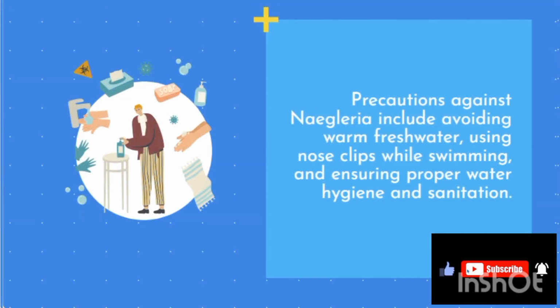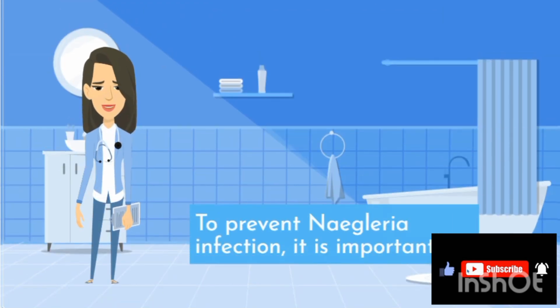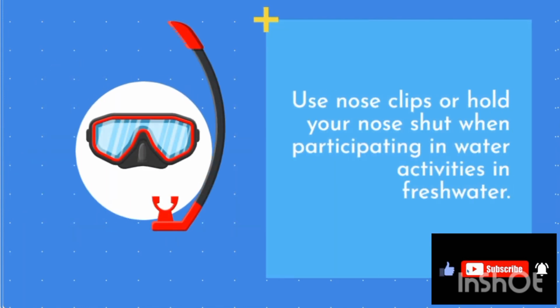Precautions against Naegleria include avoiding warm freshwater, using nose clips while swimming, and ensuring proper water hygiene and sanitation. To prevent Naegleria infection, it is important to avoid swimming in warm freshwater bodies such as lakes, hot springs, and poorly maintained swimming pools. Use nose clips or hold your nose shut when participating in water activities in freshwater.